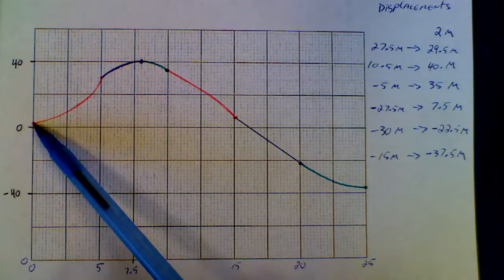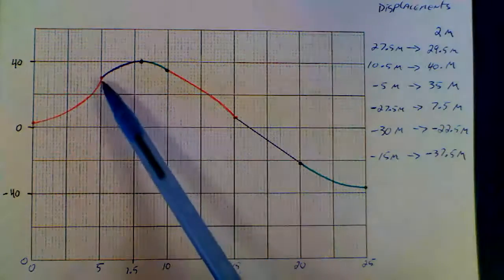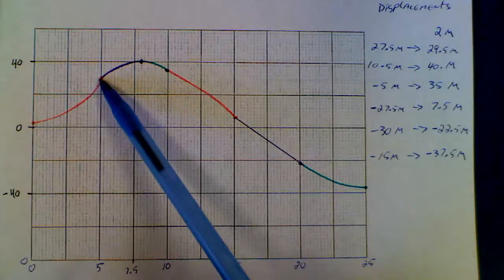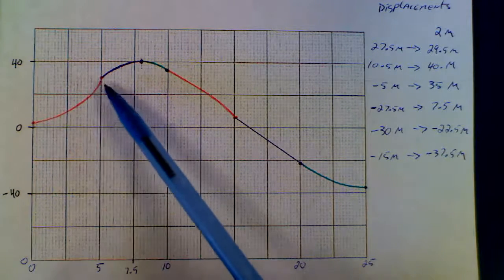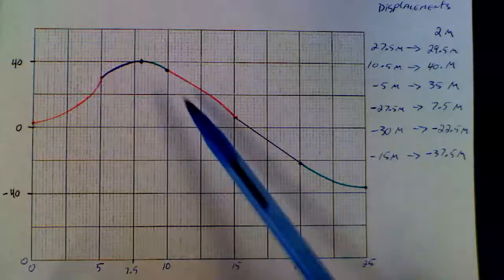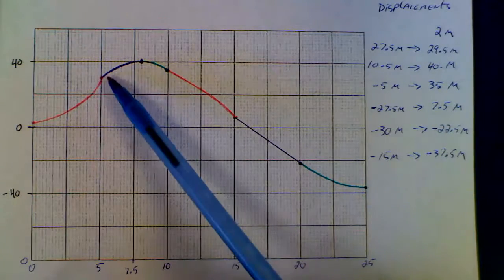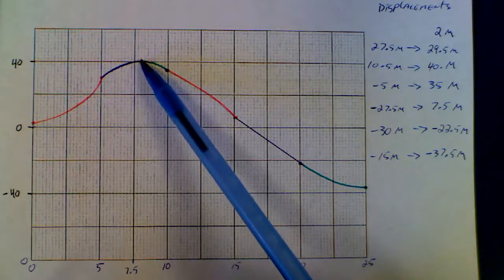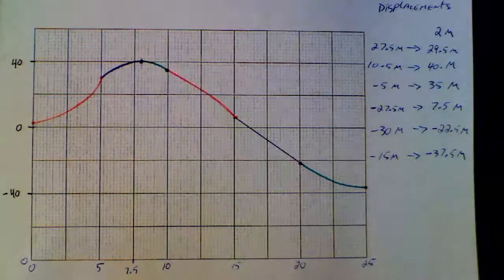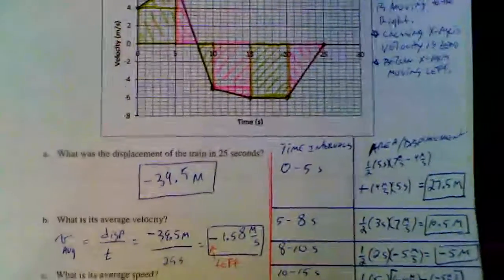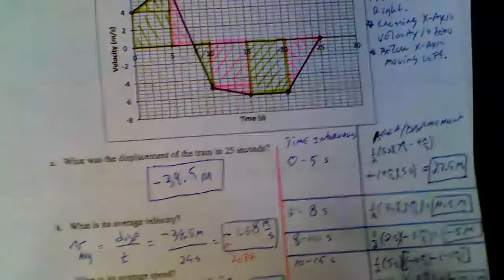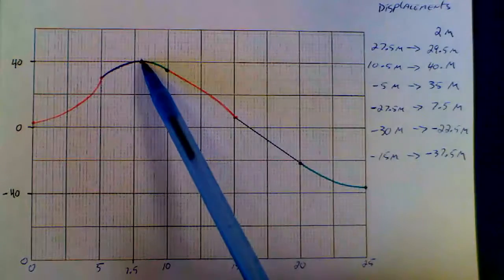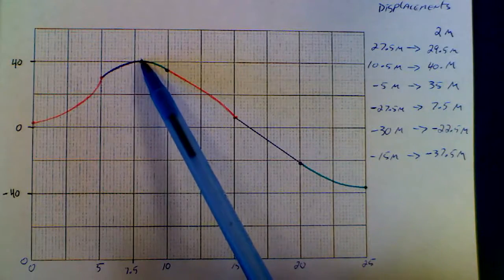Starting at 2 meters, and then I end up at 29.5 at 5 seconds, and that's a positive acceleration, so this is a curve up. From 5 seconds to 8 seconds, I have a negative acceleration, and at 8 seconds, when we look at this graph, it's at 0 velocity. So I need to make sure the curve flattens out at that point. And that's what's going on right there. Change of direction.